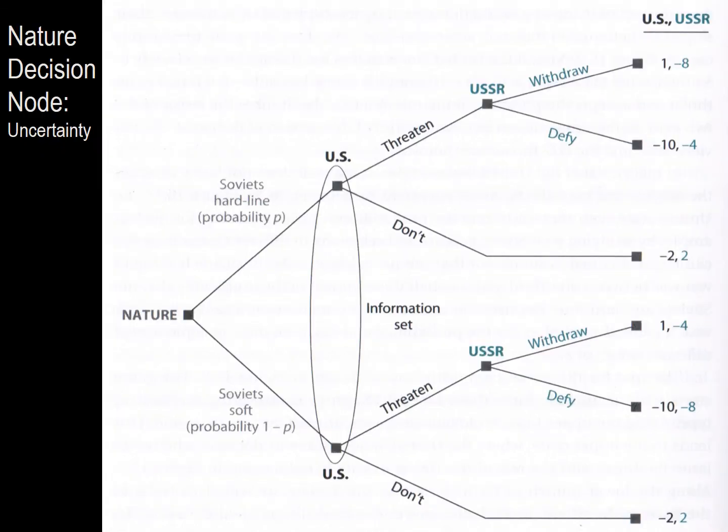Now, nature may be attributed a decision node to model instances in which one player has uncertainty about the nature of the opponent. In the model presented here, nature represents the uncertainty node for the American decision makers of whether they are dealing with a soft line or hard line Soviet decision makers during the Cuban Missile Crisis, a distinction that has serious repercussions. The undifferentiable decision nodes are enclosed in a single information set, as presented here. And so here you have the Soviet hard line, which is a probability of p, and the Soviet soft line, which is probability of 1 minus p, which is the remaining probability.